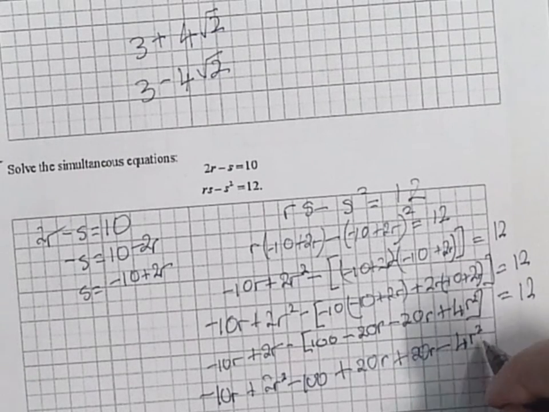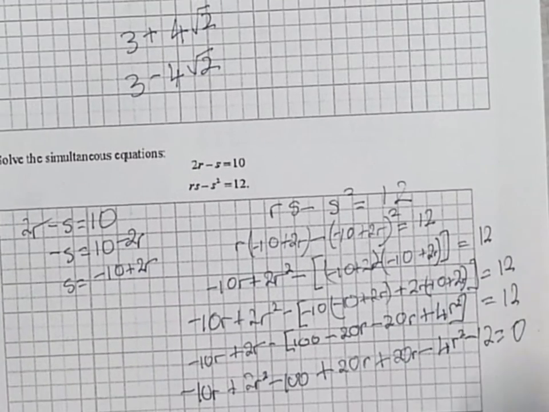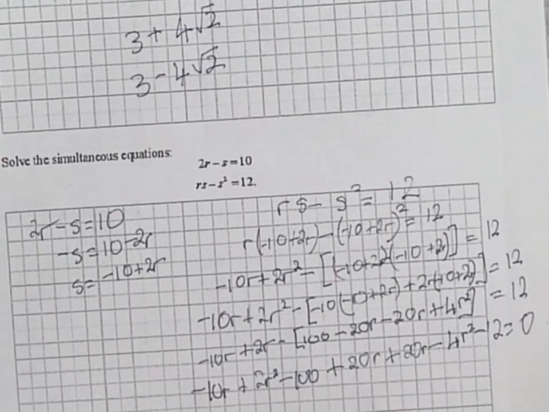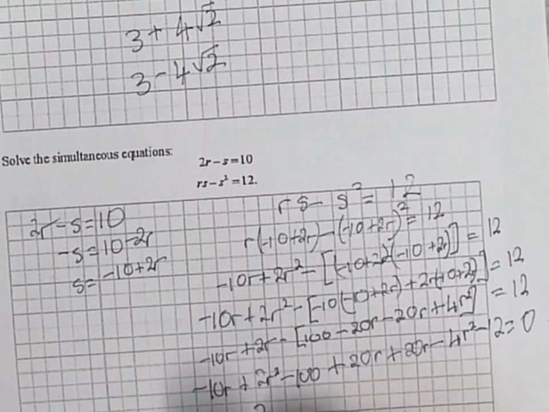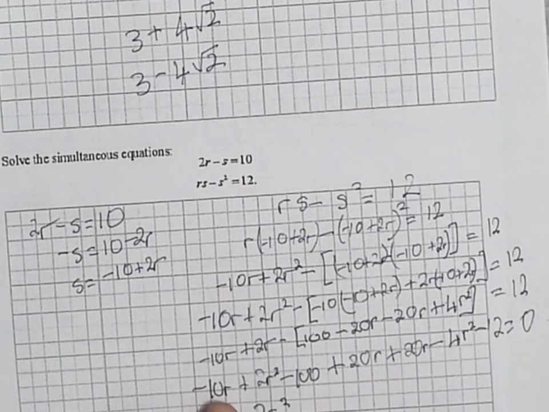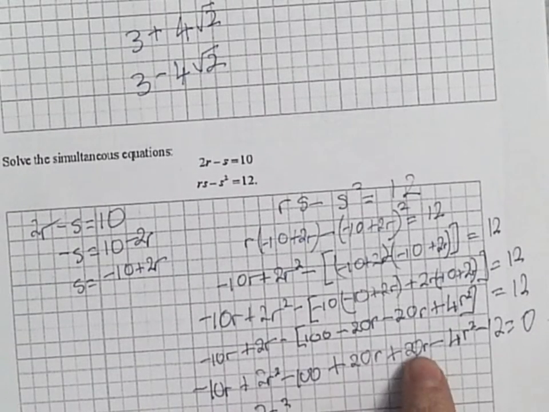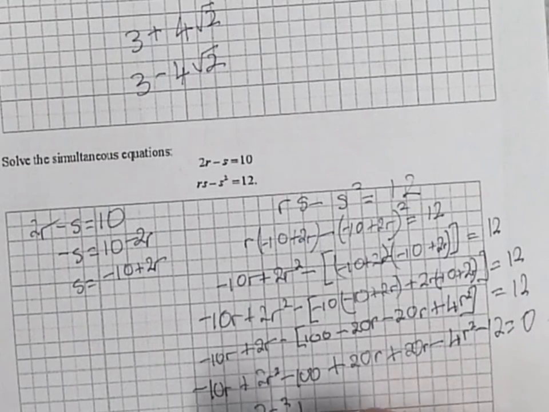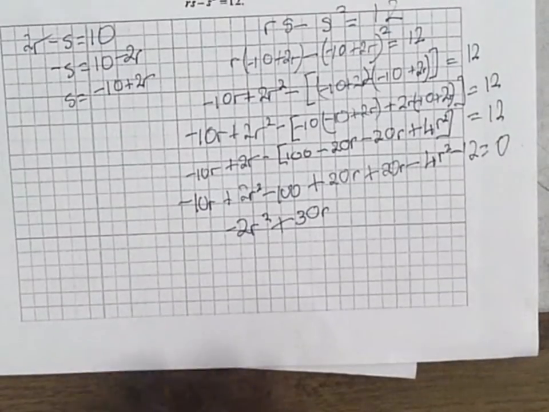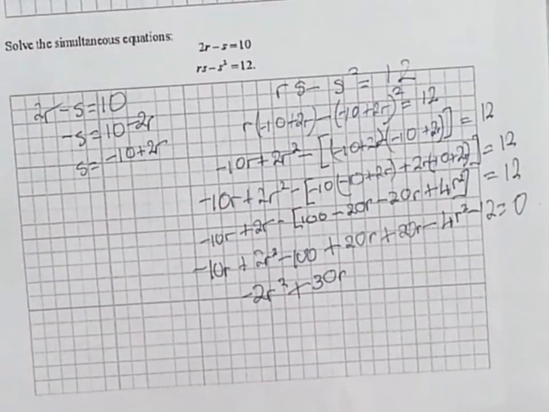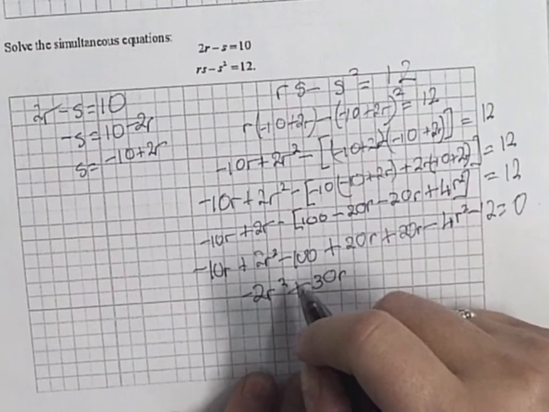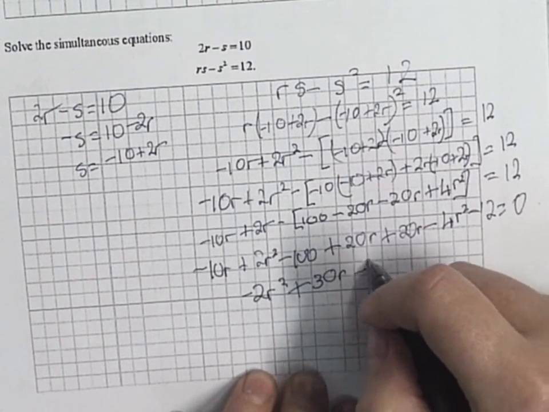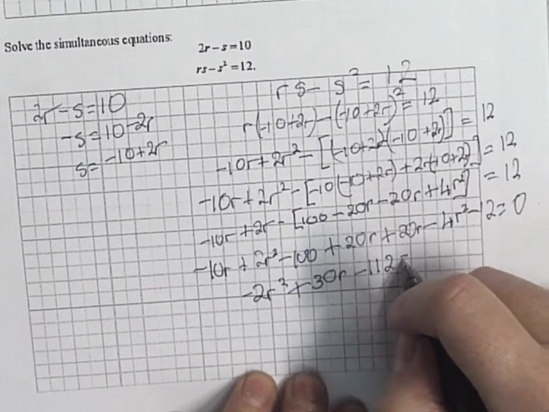Right, now bring over your 12, minus 12 equals 0. Okay? Tidy it up, put your r squared term first. So 2r squared minus 4r squared is minus 2r squared. All your r's, minus 10r plus 20r plus 20r, would become plus 30r. Plus 30r, right, and then I have minus 100 minus 12 is minus 112 equals 0.